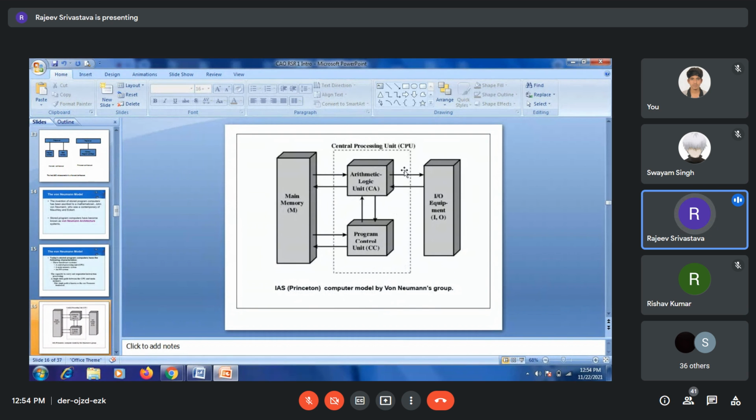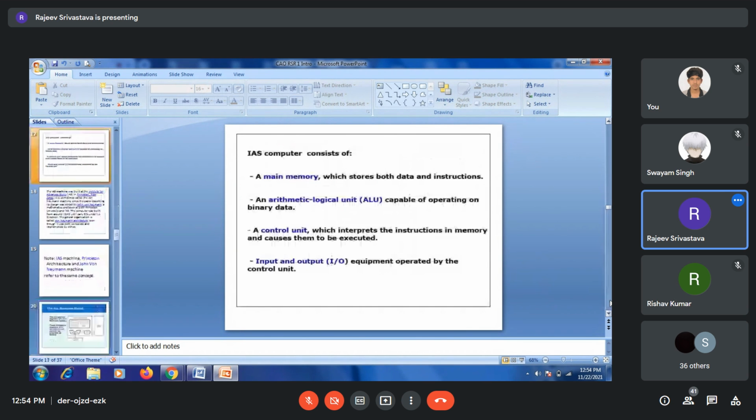We have main memory. This is the CPU. We have the arithmetic logic unit, we have the program control unit. So whenever we write a program, first the program has to be uploaded into main memory, and then to the CPU. The CPU will process or operate on whatever instruction is supplied to the arithmetic logic unit, and this has to be in the memory, and then IO equipment for displaying the result to the screen or printer.